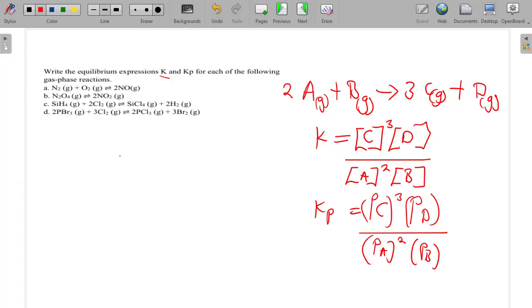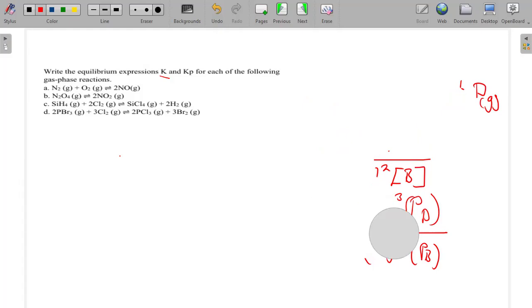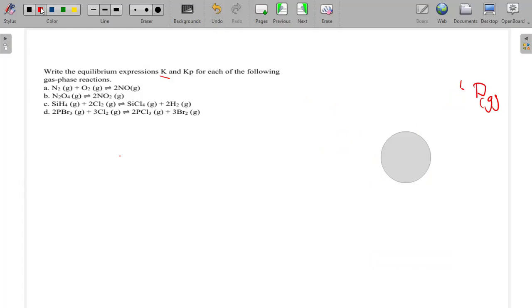So we can come up with the K and Kp expressions for these reactions that we've been given. Let's start with the first one, and let's start with the K expression. We have N2 plus O2 giving us 2NO, and we can see all of them are in gas state. In that case, the product that you're having is NO, and there's a coefficient of 2. So what you're going to get is the concentration of NO, then we power it to 2, divided by the reactants that you're having.